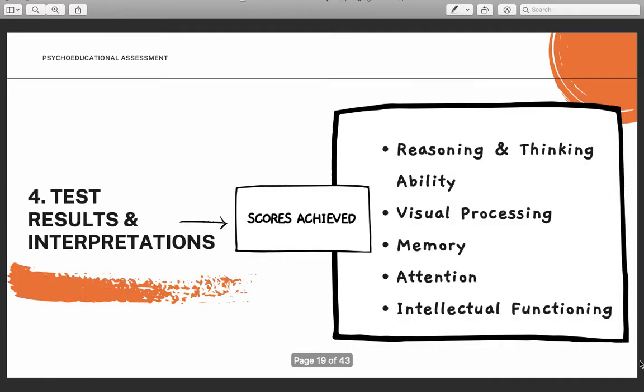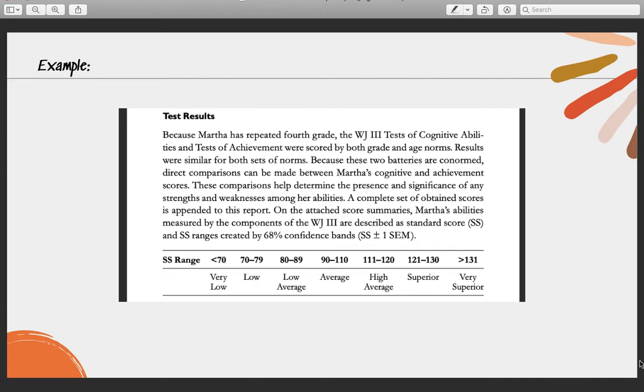Okay, now this is the fourth component when doing a psychoeducational assessment: test results and interpretation. Test results and interpretations include scores achieved in areas such as reasoning and thinking ability, visual processing, memory, attention, and intellectual functioning. These results often display as standard scores, percentile ranks, or in descriptive terms like above or below average. The possible outcome of an assessment is a diagnosis of a learning disability or learning disabilities. The first time you'll come across a diagnosis is in this section.